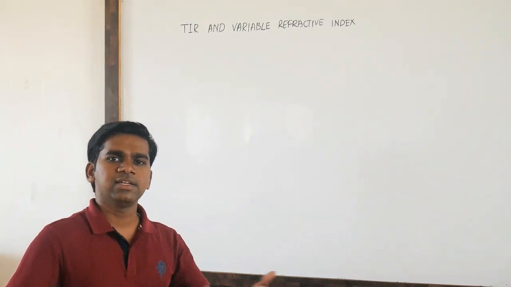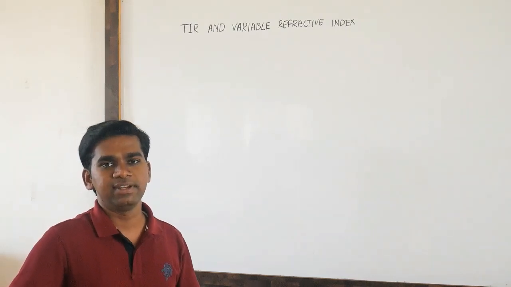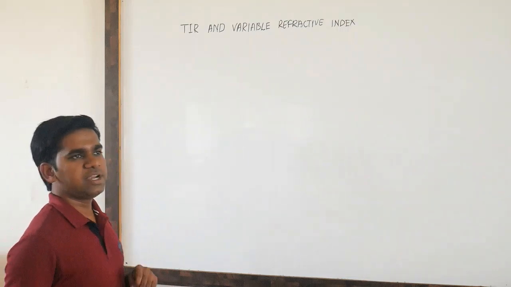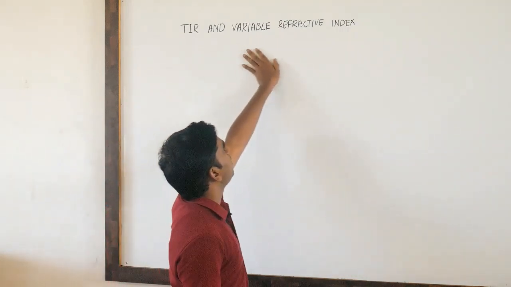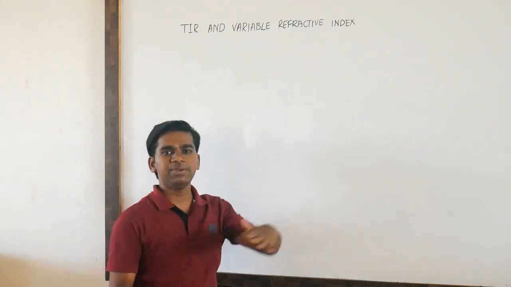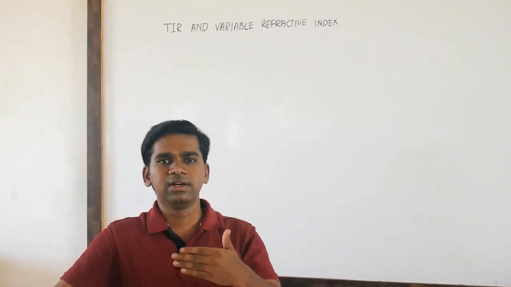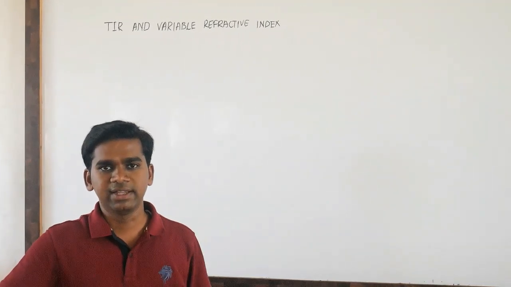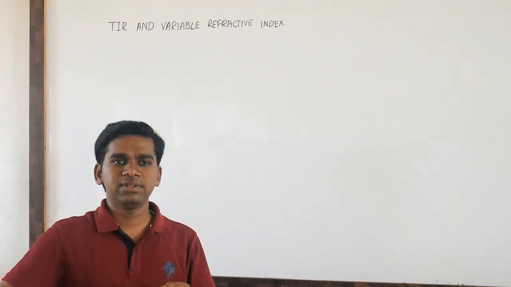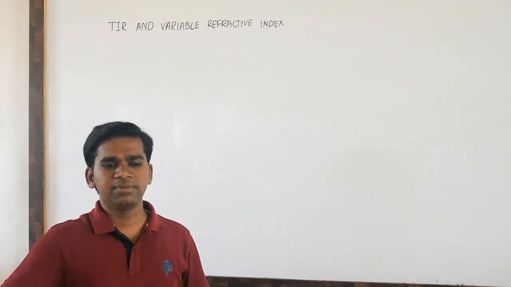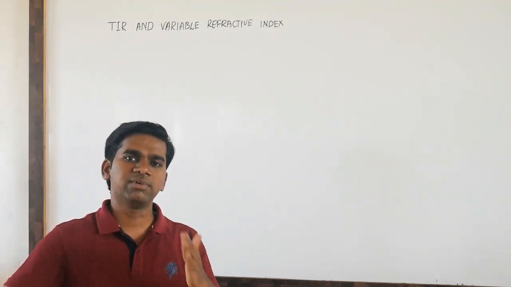Hi everyone. In the last class we discussed total internal reflection and went through many problems also. Today's class is important because we are going to concentrate on variable refractive index. When the refractive index is not constant, they will not give the value of refractive index as 1.3 or 1.5 like that. They will give the refractive index as a function of x or y. In that case, how can we write the equation for the path traveled by the light?